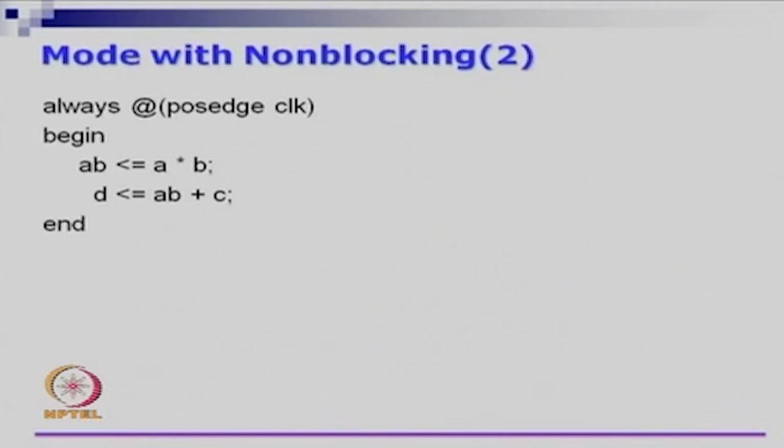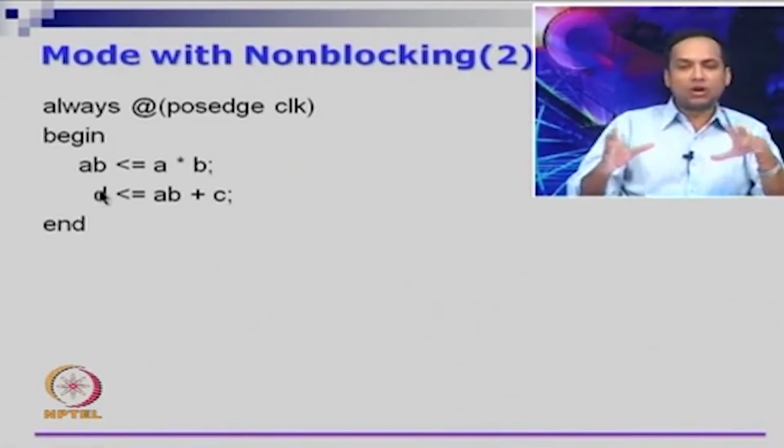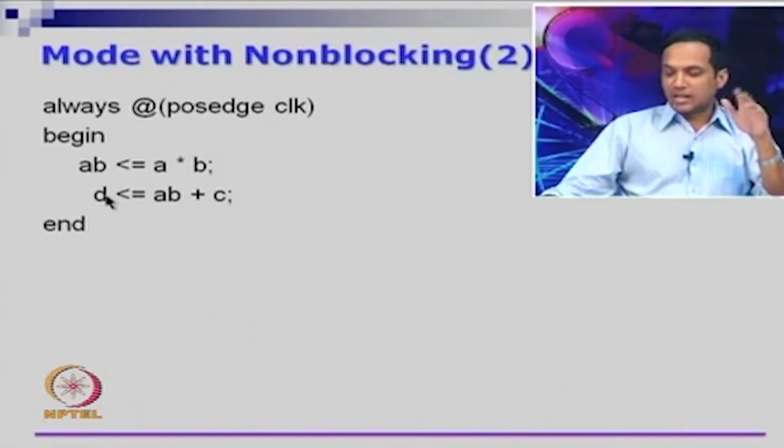Now, let us look at another model. This model is always at passage of clock: AB is A times B, D is AB plus C. So, let us say we wrote something like this: AB is A times B and D non-blocking equals AB plus C. Take a while and think about what it should really be inferring first. If you notice, AB and D are on the left side and both of them are in passage of clock, which means AB will be registered, which means the result of the multiplication will get registered and the result of the addition will also get registered. So, now go and think about what will be the overall circuit. Once you are done with that, come back to this.